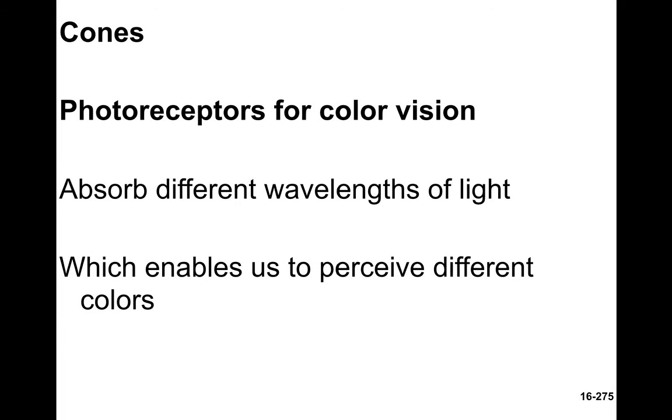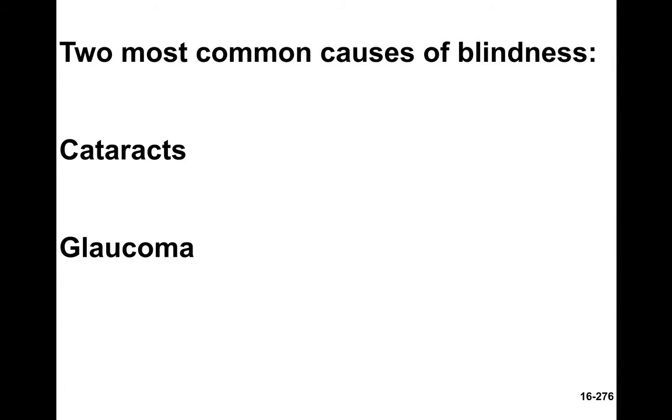Photoreceptors for color vision, or cones, so remember the C and the C, can absorb different wavelengths of light, which enable us to perceive different colors.